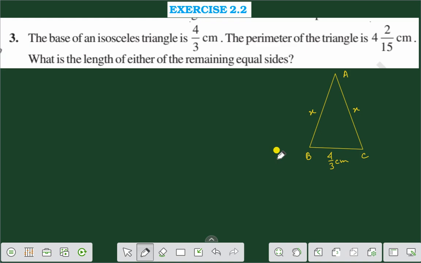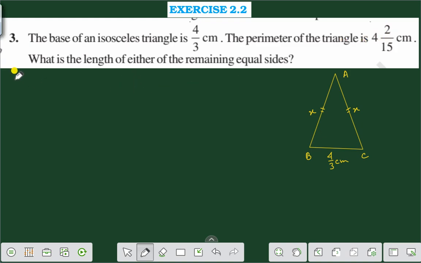Here we have taken an isosceles triangle ABC. Here you see that this side AB is equal to AC, and this is the base of the triangle. Let us take either of the sides as x, that is, this side is x and this side is x, therefore it is an isosceles triangle. And the base of the triangle is 4/3 centimeter. It is given that the perimeter of the triangle is 4 whole 2/15, right?